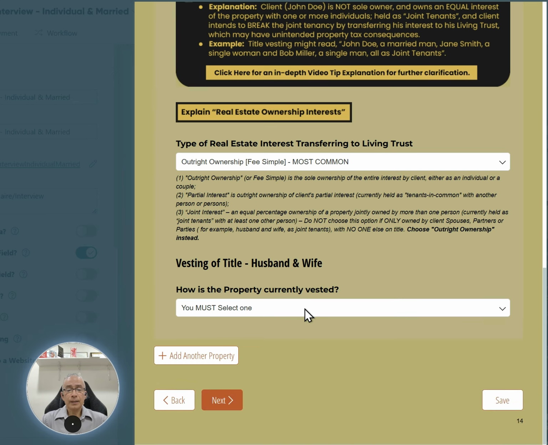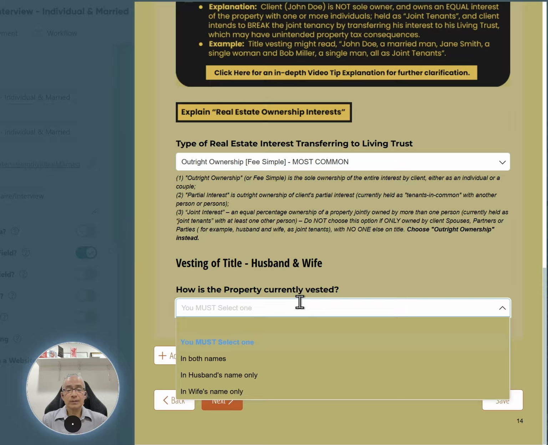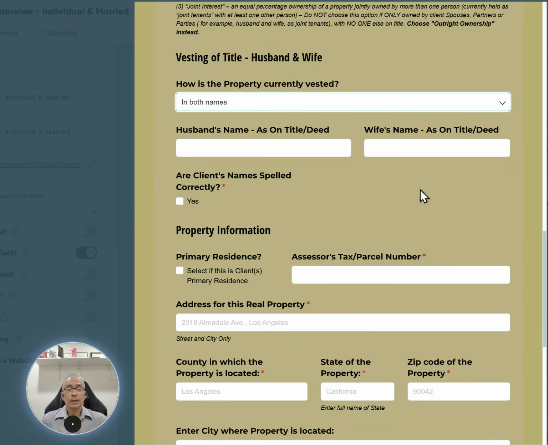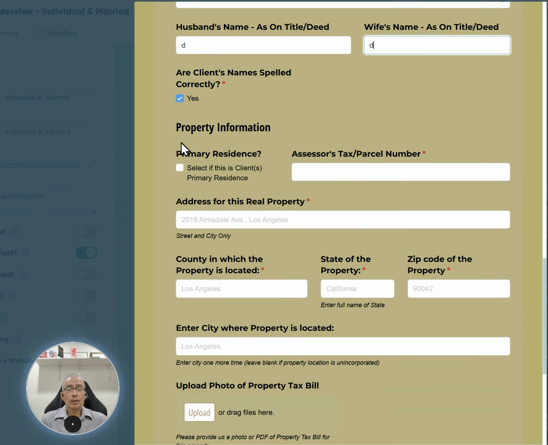So let's just say, for the sake of demonstration here, the property is in both names, the husband and wife as joint tenants. You select that, both names, boom, you get these fields that pop up. Enter the husband's name as it appears on the deed. Make sure when you enter, select yes, that the names are spelled correctly. Property information: you select whether that property is the client's primary residence, which if it's the only property they're listing here, it's more than likely their primary residence.